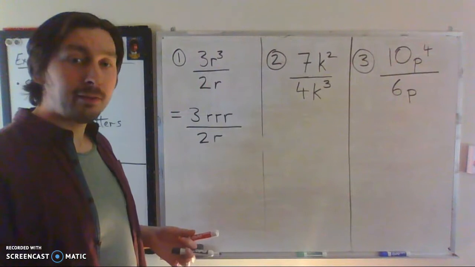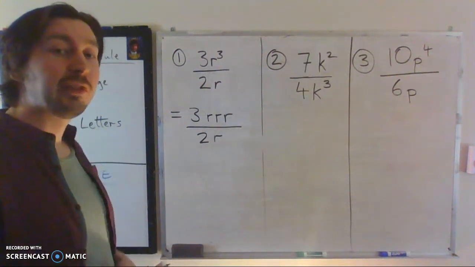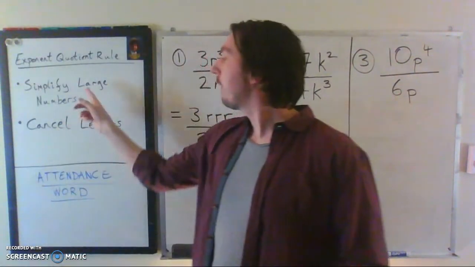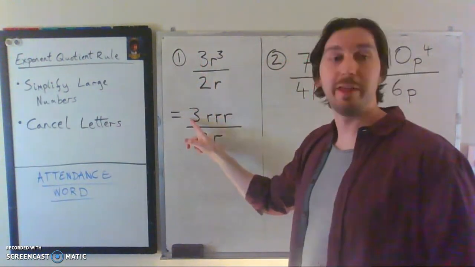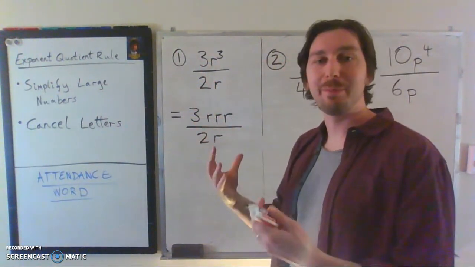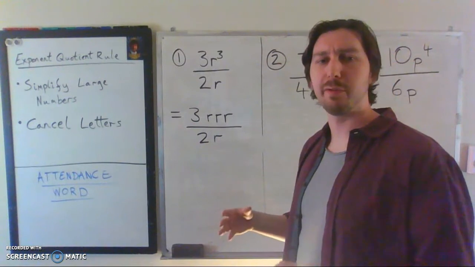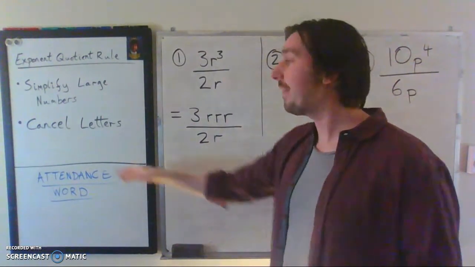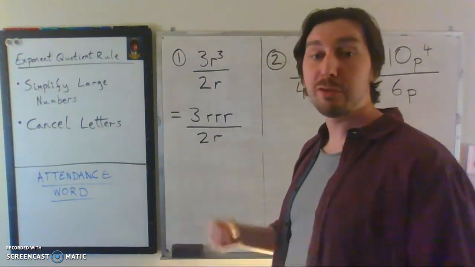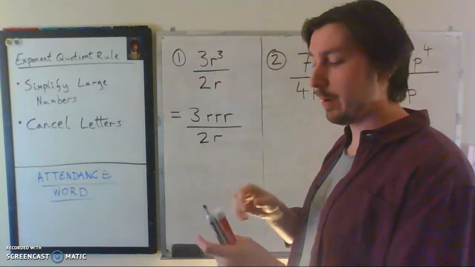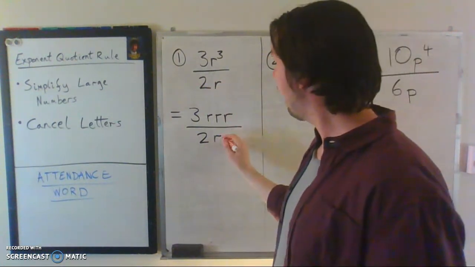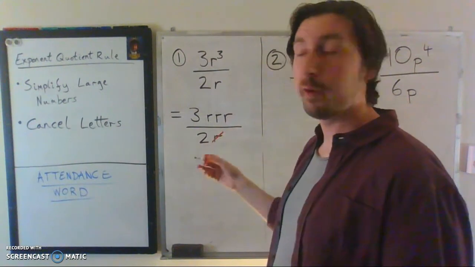Now that I've done this, I can look at my two steps. Simplify the large numbers. Like I said, I can't do that here. 3 and 2, they can't be cancelled down any further. They don't simplify as a fraction. And then cancel the letters. Whatever you do on the top, do the same on the bottom. So if I get rid of 1 R on the bottom, I get rid of 1 R on the top.